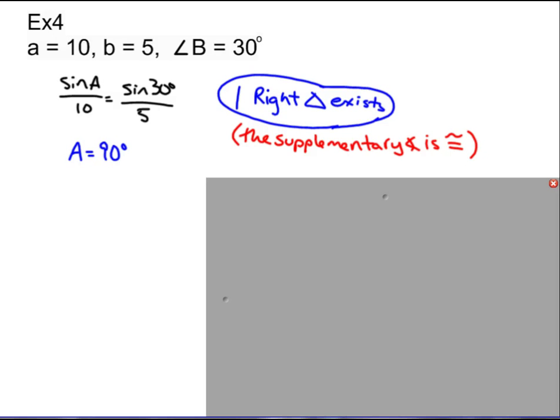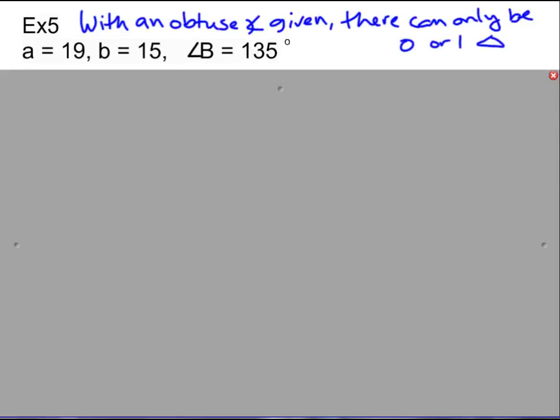Our last two examples are going to involve obtuse angles. With an obtuse angle, there can only be 0 or 1 triangle, because I can't have two obtuse angles in the same triangle. It just wouldn't make sense. We're going to use that same approach and set up our law of sines. So set up your law of sines, please, then play the recording when you've got that figured out.